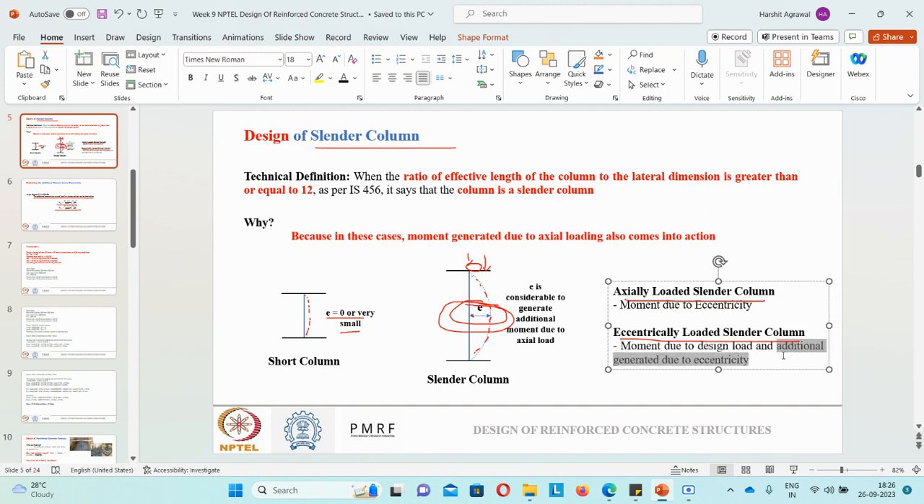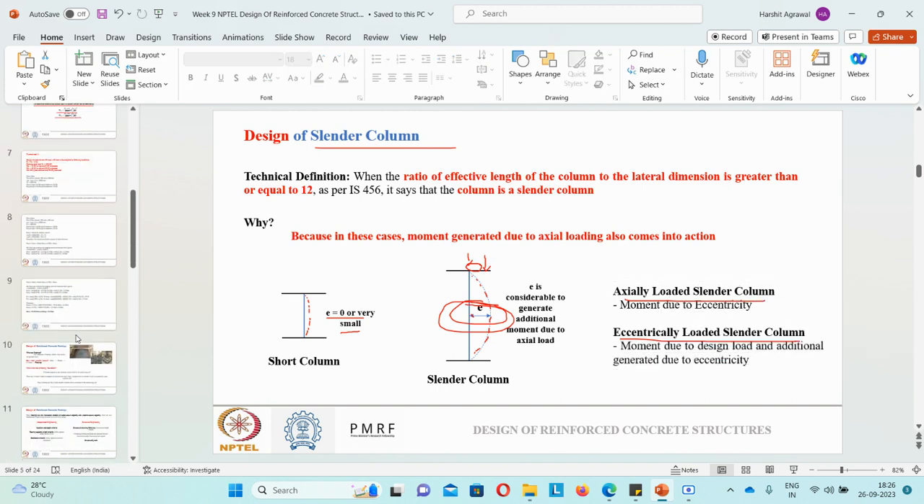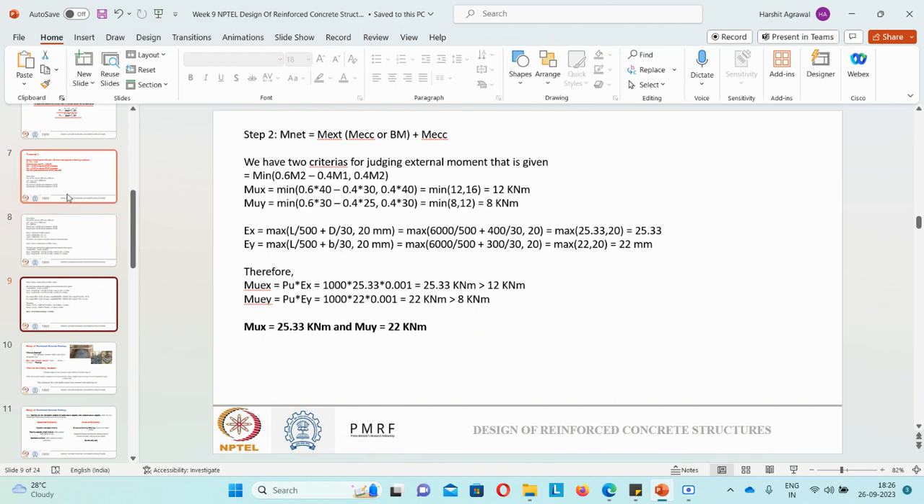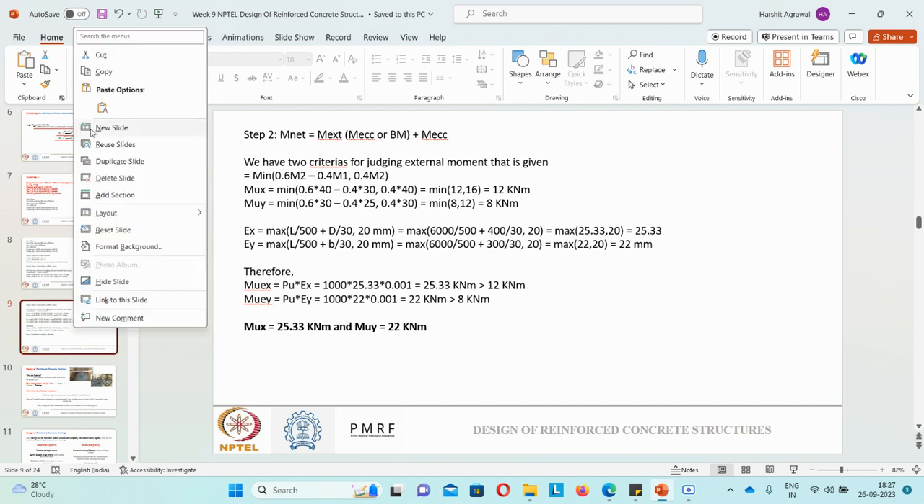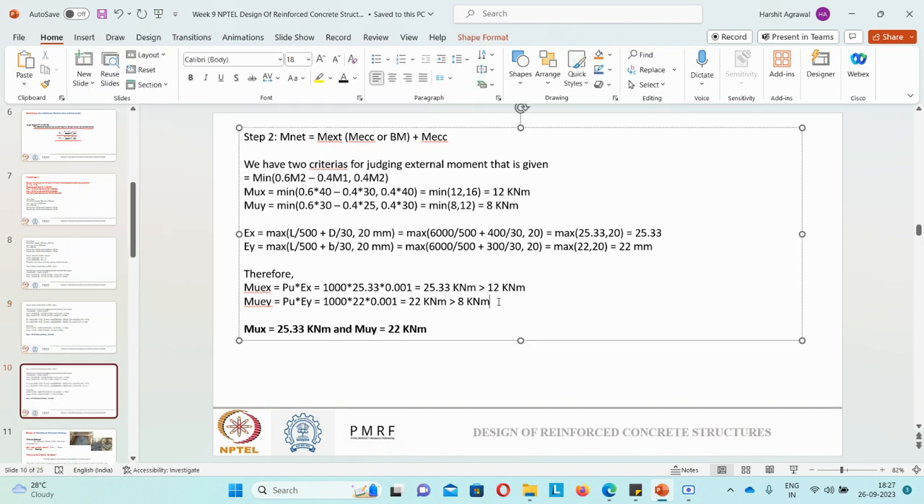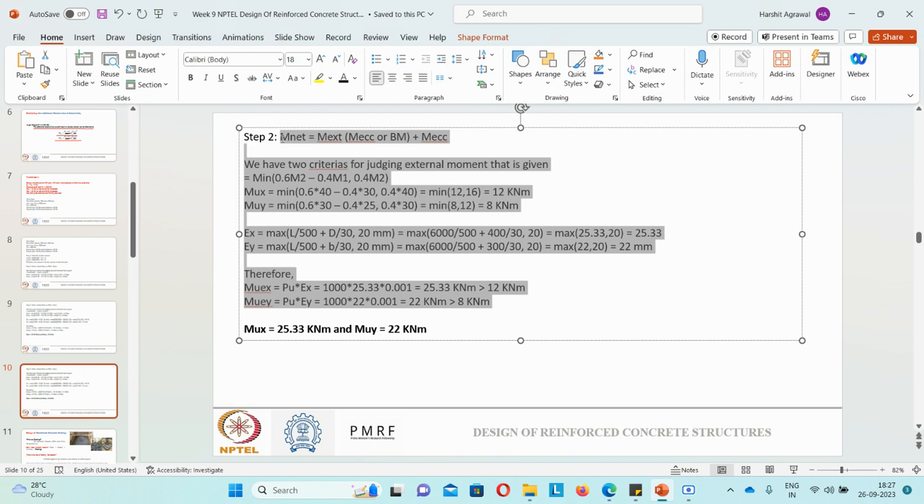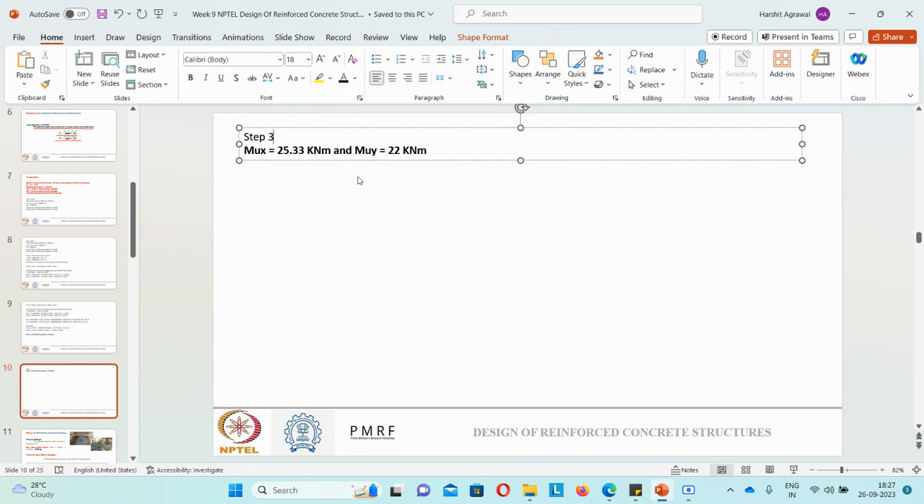Now we need to calculate the additional moment generated due to internal eccentricity. How do we do that? Using this formula which is given to us, we will calculate the additional moment. So I will take a new slide. My step 3 is the calculation of additional moment. I will just cut this part and bring it up.